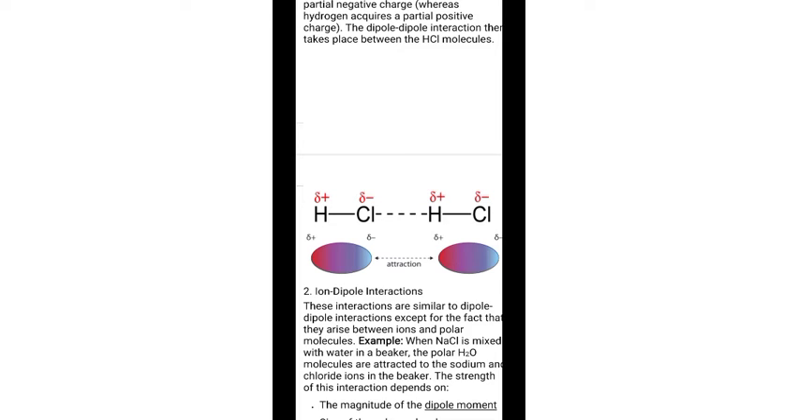Such attraction in polar molecules is called dipole-dipole interaction. One HCl molecule is one dipole and another HCl molecule is another dipole. So such interactions are known as dipole-dipole interactions.